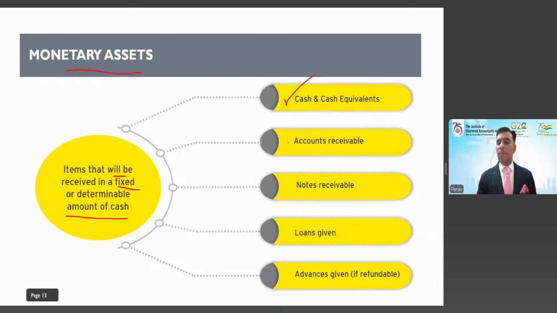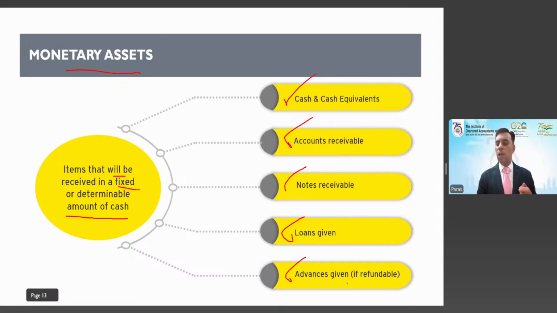Second, accounts receivable. Let's assume there is an entity X Limited and the functional currency of this X Limited is INR. This entity has sold products in US, right? And the sale price is, let's assume $10,000. So this entity is going to receive fixed amount of cash, that is $10,000 from its customer, right? So here we can say there is right to receive the fixed amount of cash, and hence this accounts receivable will be considered as monetary assets. Similar provisions will apply on notes receivables, loans given, advances given. These are generally the examples of monetary assets, right? There could be other examples as well.